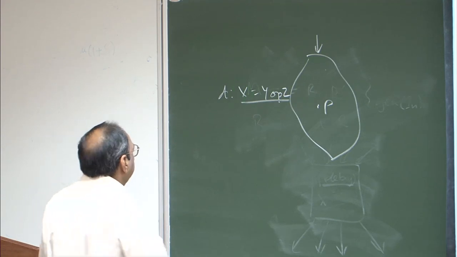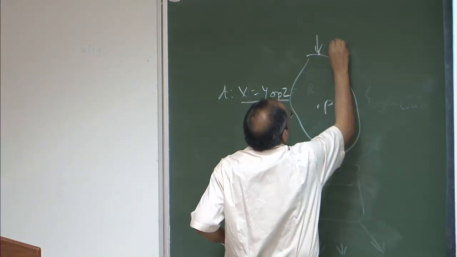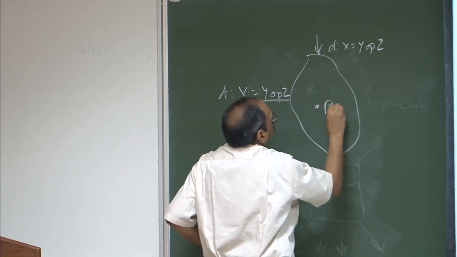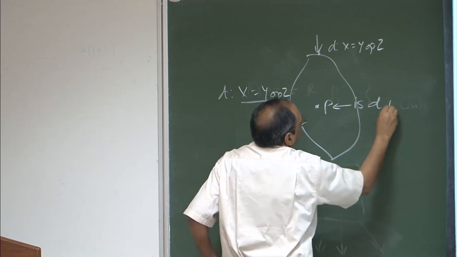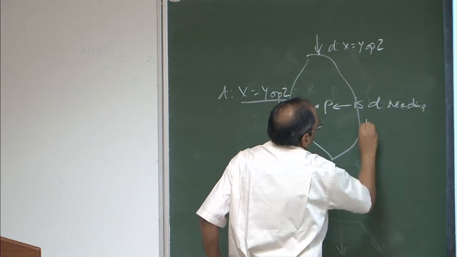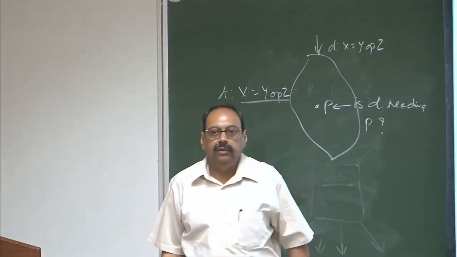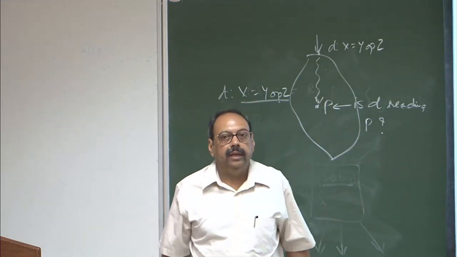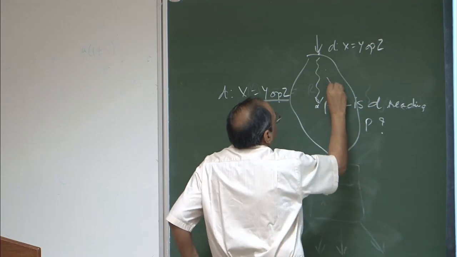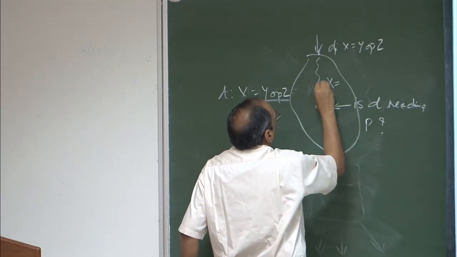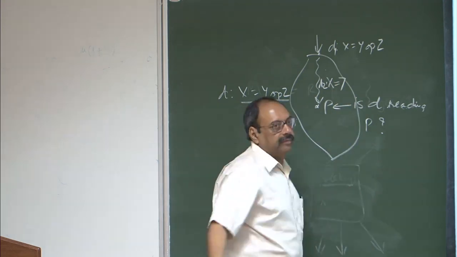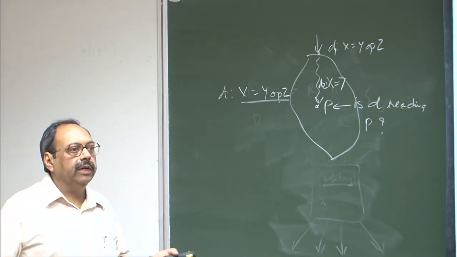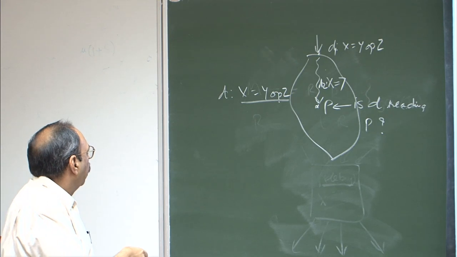Suppose I have at this program point definition D, which is defining, let's say, X, and here I want to ask: is D reaching P? How do I know that this D will reach P? Now suppose there is only one path from D to P, and on this path, I overwrite X. So let's say this is D1 and this is D2, and I say X is assigned 7, some arbitrary expression. Then will D1 ever reach P? D1 will never reach P because on this path it is always going to be overwritten.